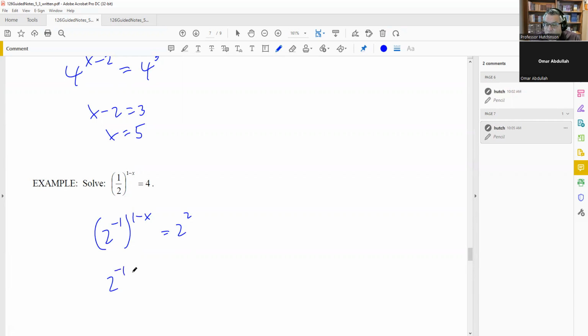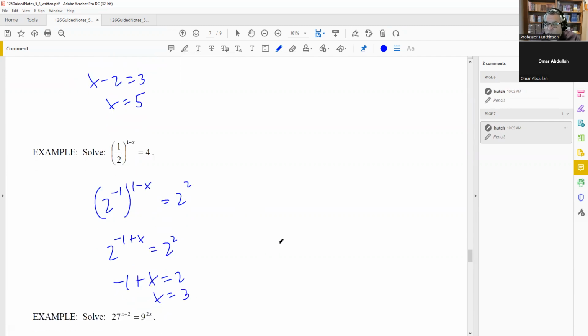Negative 1 times negative x is plus x. So now the bases are equal, and I'll just set the exponents equal to each other. So I'm going to get negative 1 plus x equals 2. If I add 1 to both sides, I get x is equal to 3. X equals 3 would be the answer.